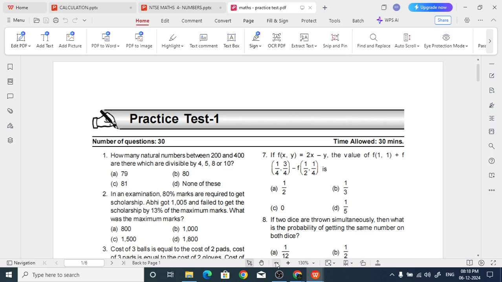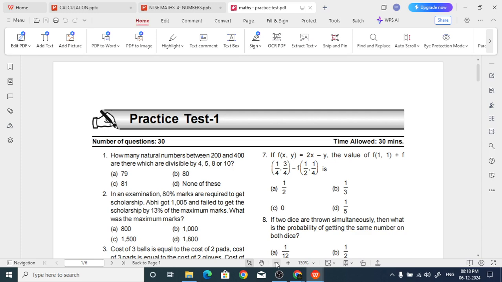That's all. F of 1 comma 1 is 2 into 1 minus 1, that is 1. F of 1 by 4 comma 3 by 4 will be how much? 2 into 1 by 4, that is half, and minus 3 by 4. So it is minus 1 by 4. Then f of half comma 1 by 4. That is half means 1, 1 minus 1 by 4. That is 3 by 4.